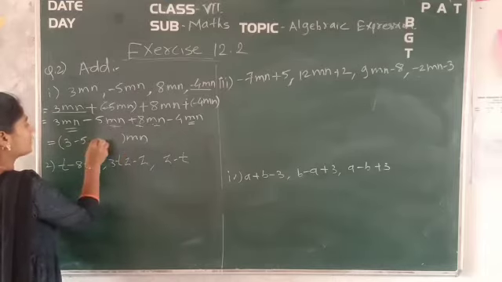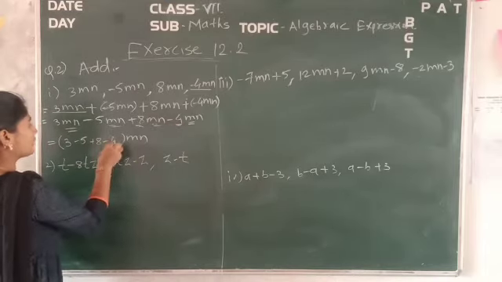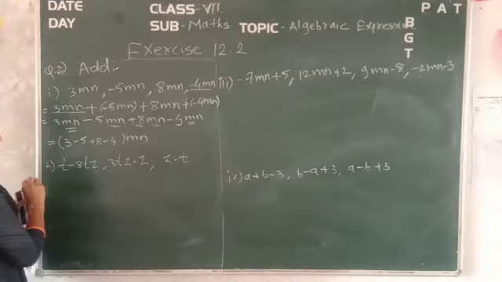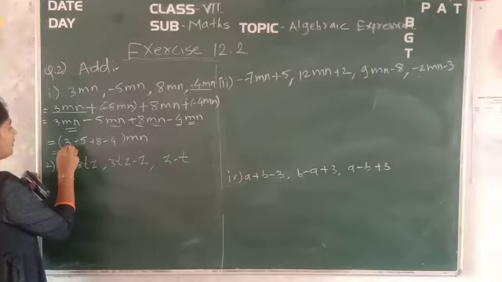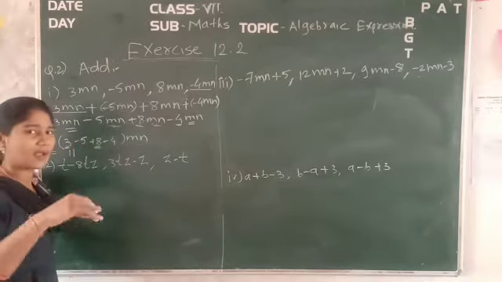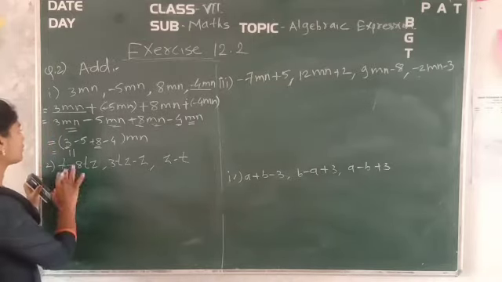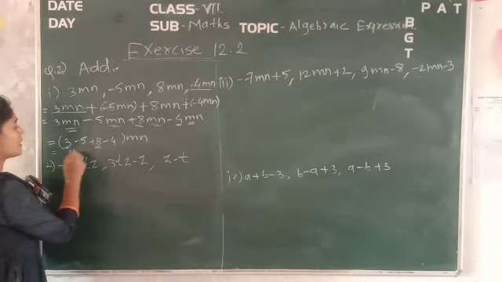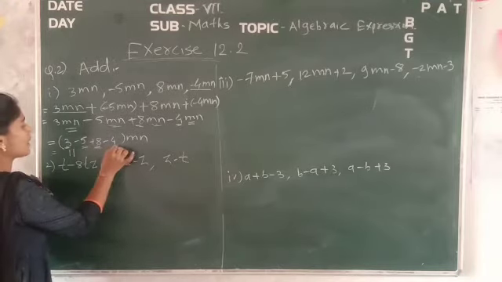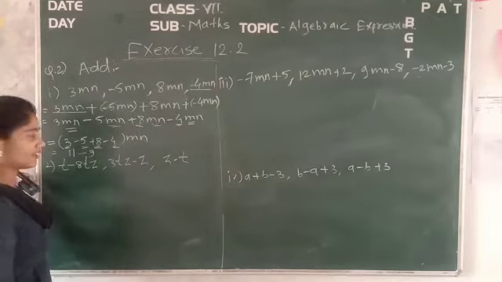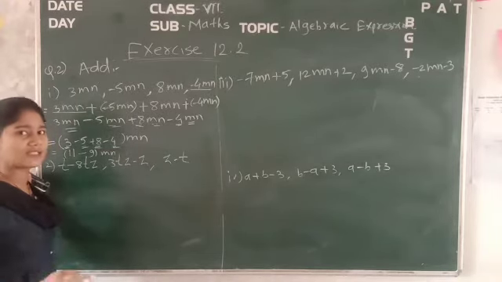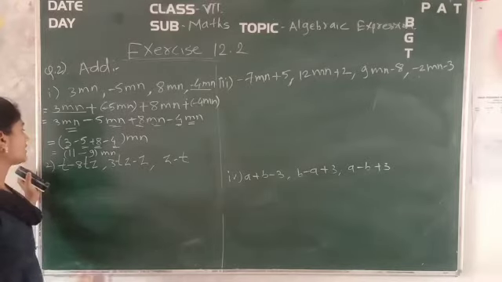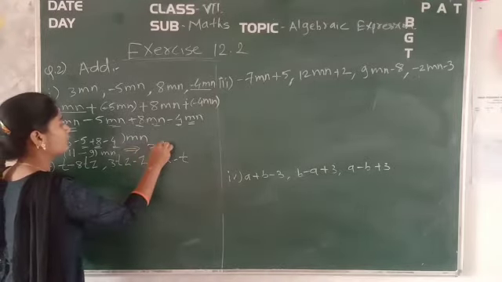Okay, plus 8, so that we don't have enough space. Okay, 3 plus 8 is 11. Now minus 5 minus 4, it is minus 9. Okay, and this Mn will remain as it is, it is in the bracket. Now 11 minus 9, it is 2. So it is equal to 2Mn.